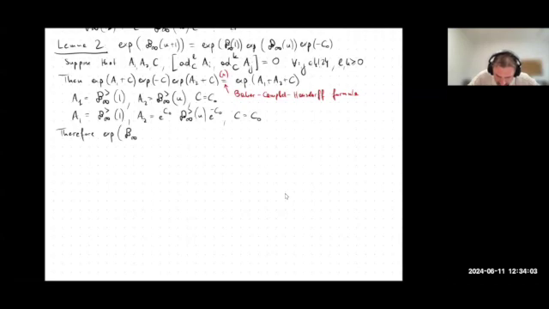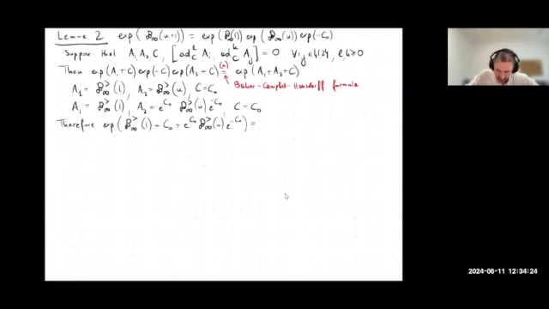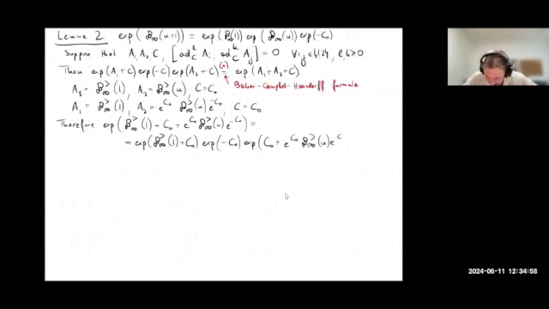Exponential of b infinity 1 plus c0 plus the conjugation of b infinity e2 minus c0 is equal to... So the first thing is that I'm going to use my proposition. So I write it as a product of three exponentials. So it is exponential of b plus c0 times exponential of minus c0 times exponential of c0 plus e to c0 b infinity on u e to the minus c0. And now I want to rewrite the last factor.